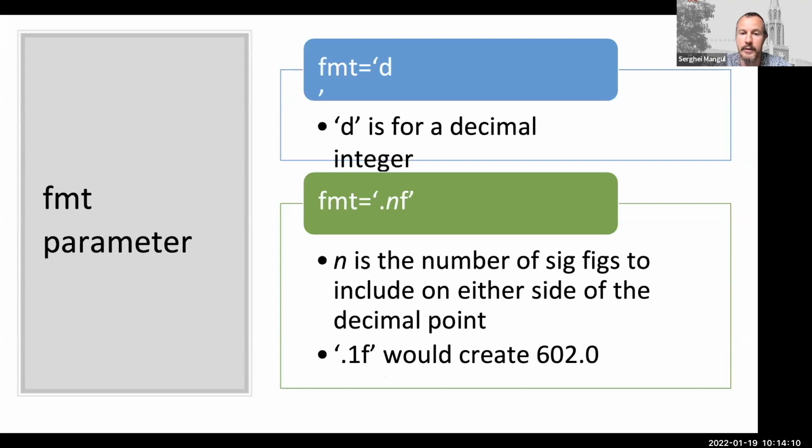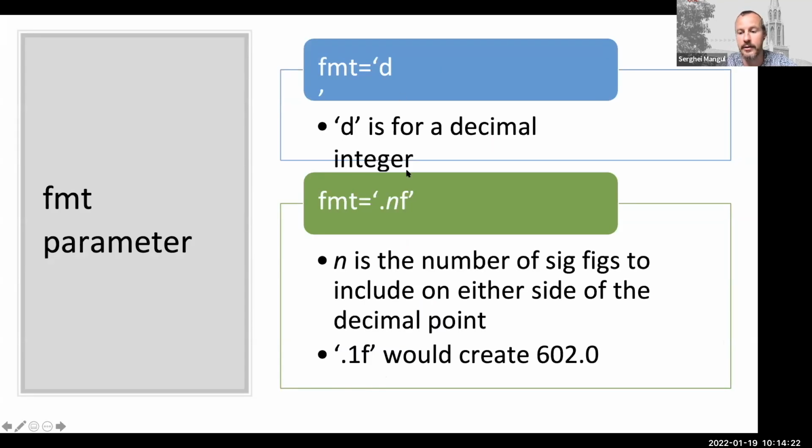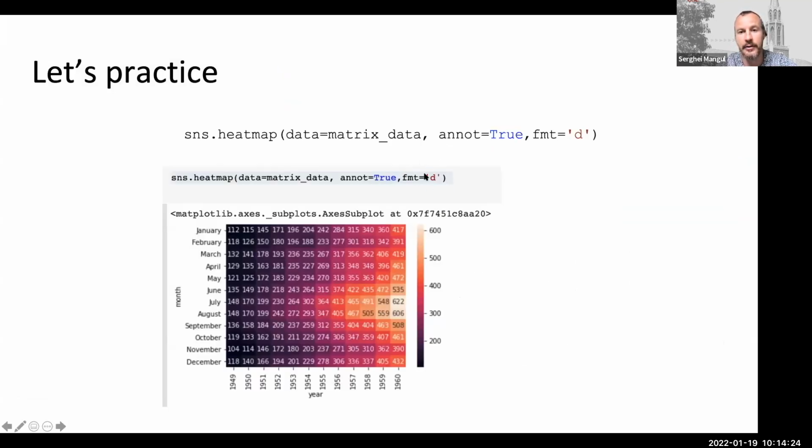So let's see if we can use this to help us improve the visualization. Actually, it's even simpler in this case. It's d, remember, d stands for decimal integer. So that's just the integer, like a normal number. It's not a floating point number. So in that case, we just say d. And then I think there is also fmt equal to d right here. And then actually, I think the result's already decent.